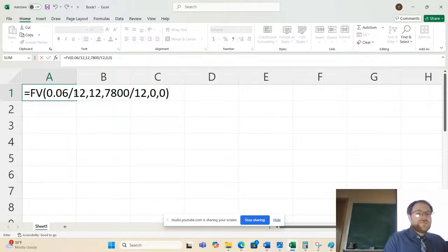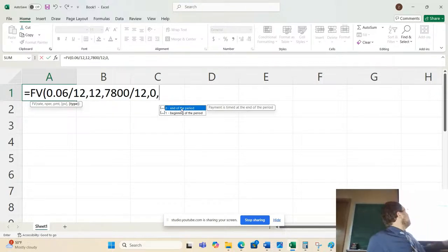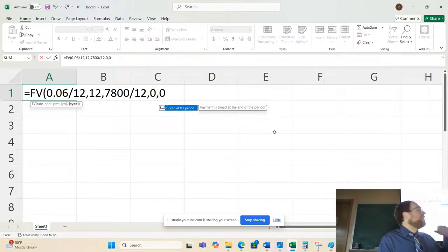How will it also be 0? Oh, that's just what Excel wants to do. If you want it at the end of the period, it's 0. Or if you want it at the beginning, it would be 1. But that's just an Excel thing there.